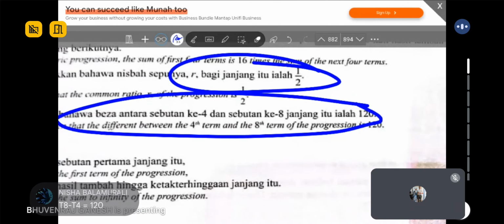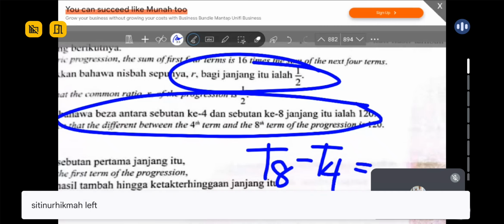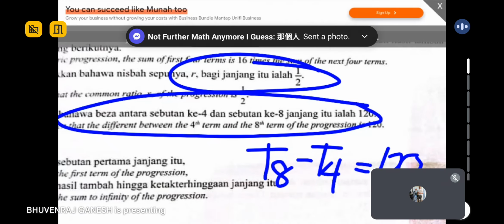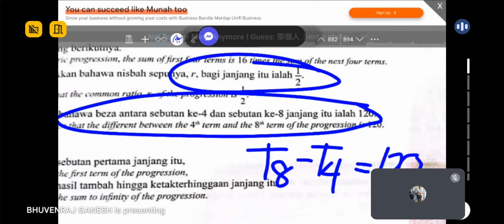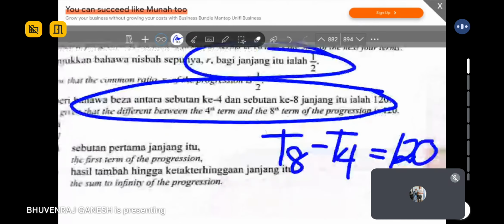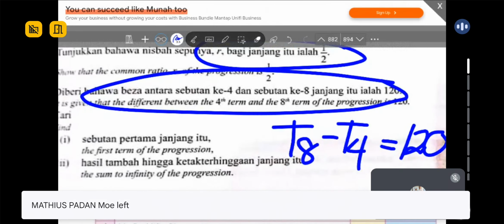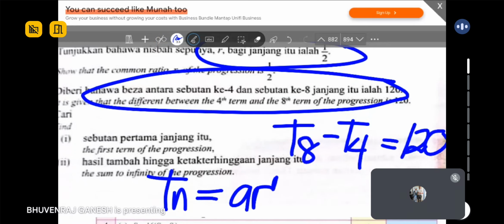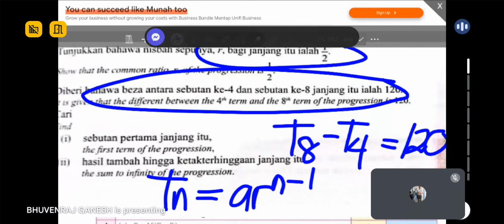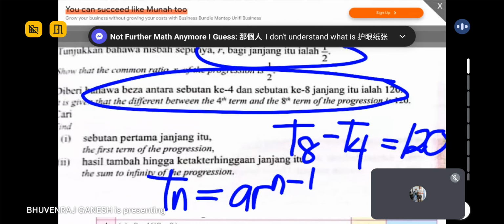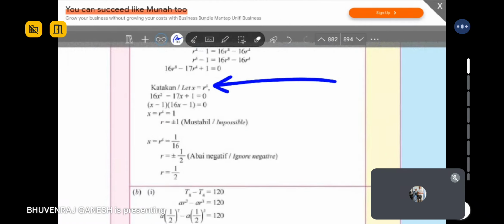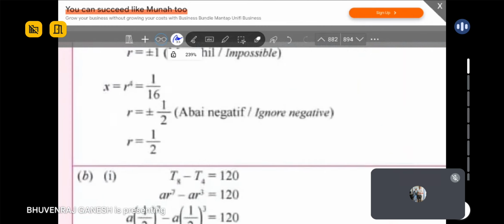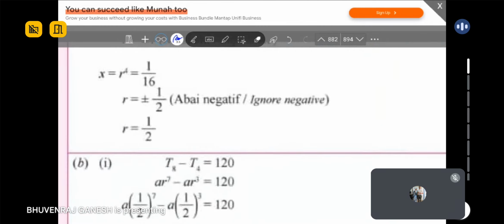Yes. Okay, you will get T8 minus T4 equal to 120. Kamu akan dapat persamaan ni, because they say the difference, perbezaan. Okay, so now kamu guna sajalah rumus untuk janjang geometri. Tn is equal to ar power n minus 1. This is your equation for geometric progression. So you just substitute the value. Gantikan nilai saja. They ask you to find the a value, guys.